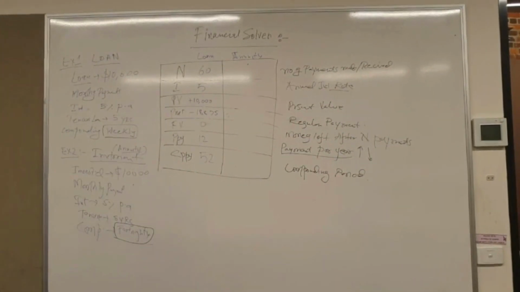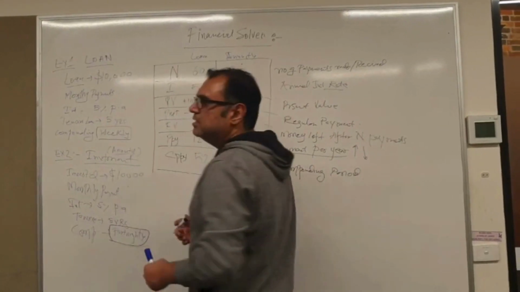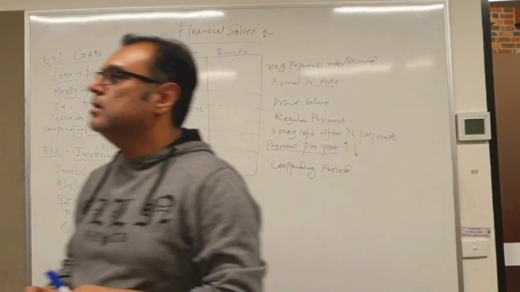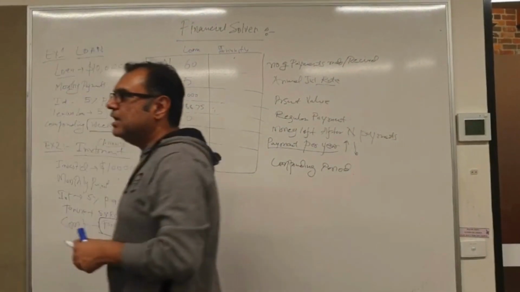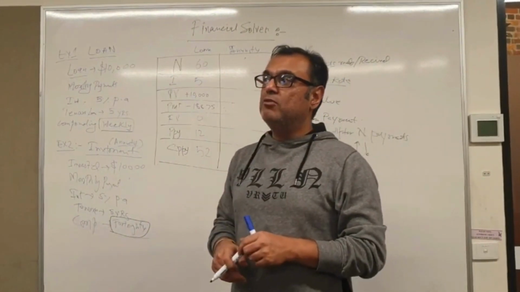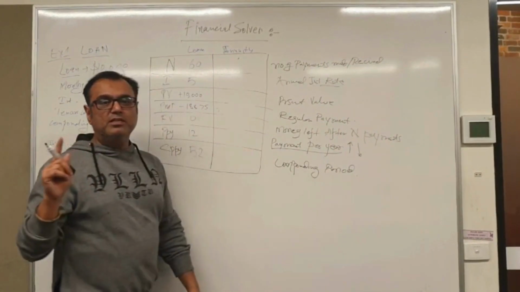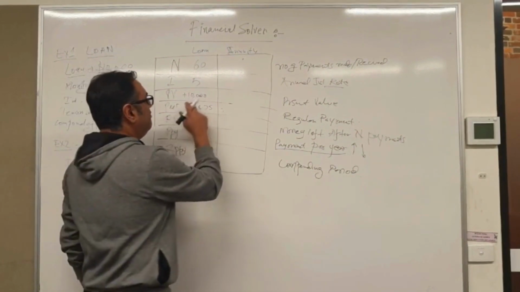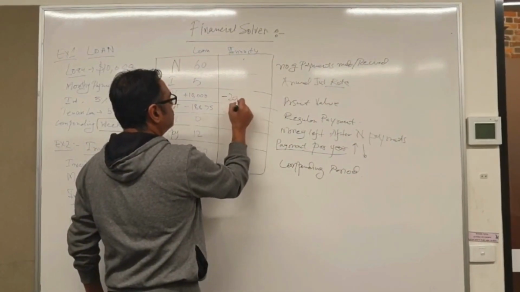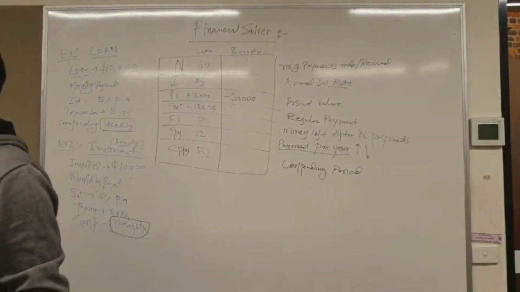Now, let's read it line by line. It says someone has put $20,000 into the compound interest investment. So $20,000 is going out from their bank account. Yes? So PV is negative 20,000.